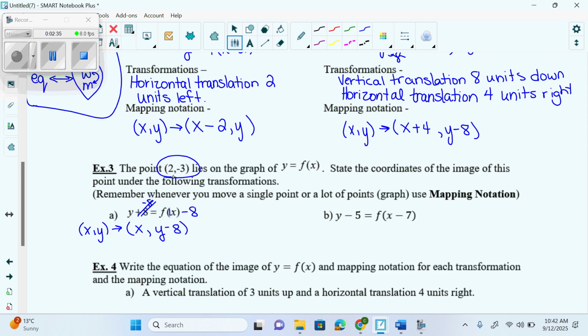Now, that's my original coordinate, correct? The OG. It goes in the OG spot, which is here. 2, comma, negative 3. And then we plug it in for x and y in the transformed, right? So we're going to get 2, comma, y is negative 3 minus 8. So my new coordinate is 2, comma, negative 11.